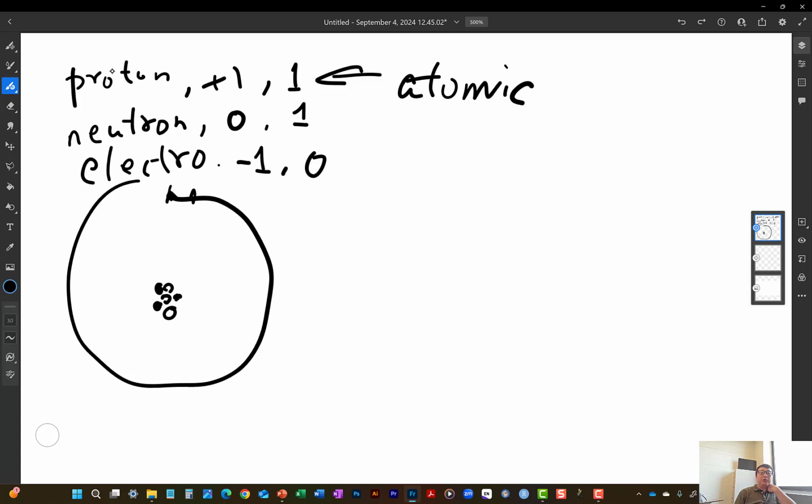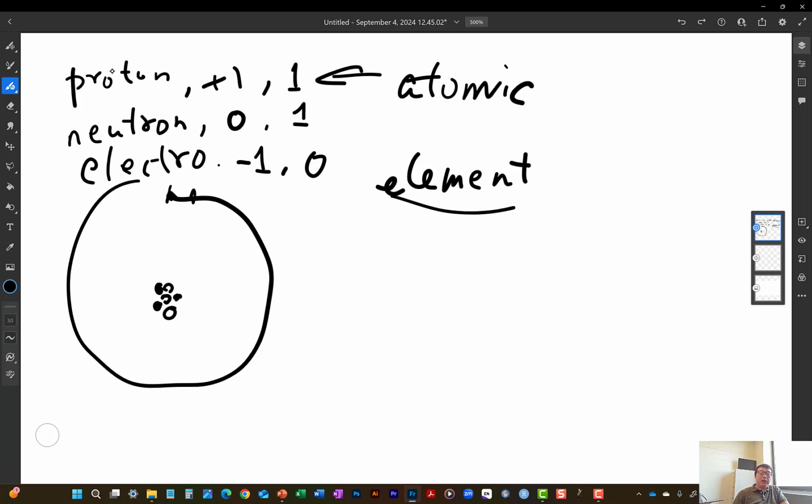Atomic number means each atom has an atomic number, and atoms that have the same atomic number we call the same element. So why do we call them the same element? First, what is an element? An element refers to a certain kind of pure substance.